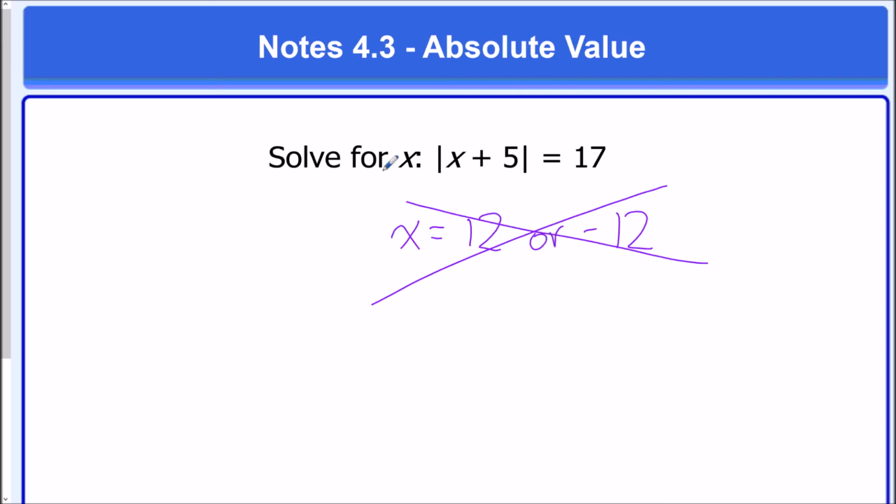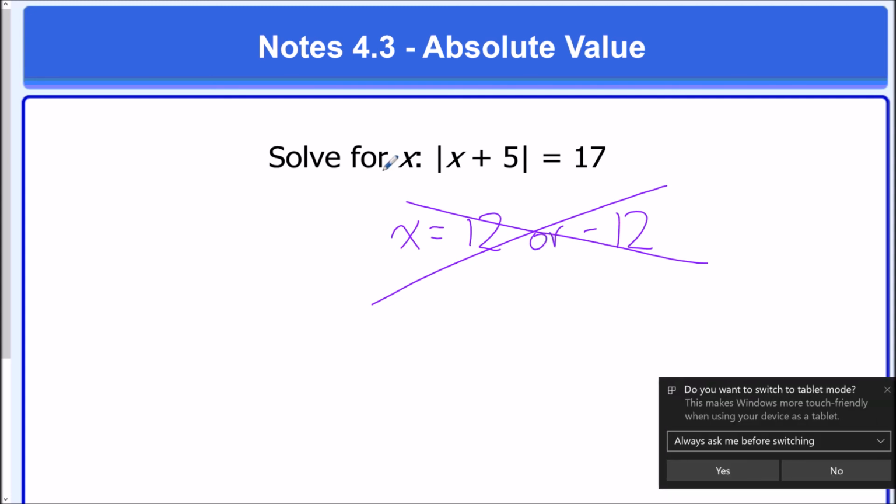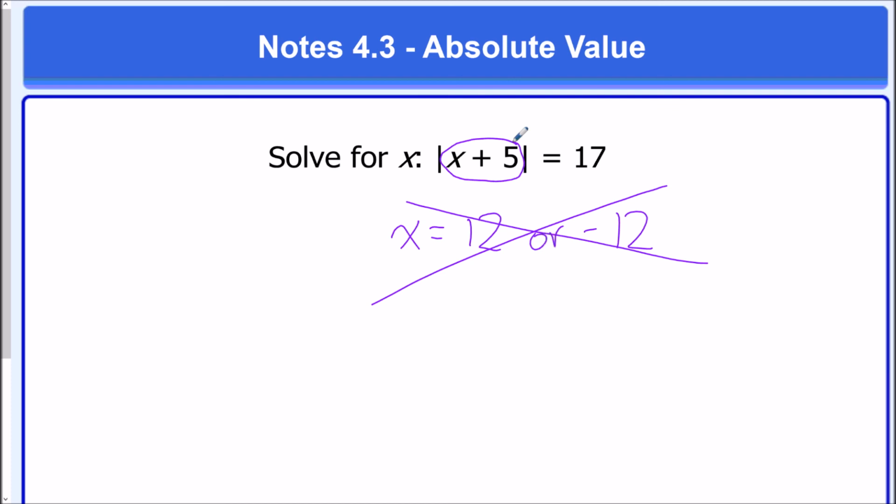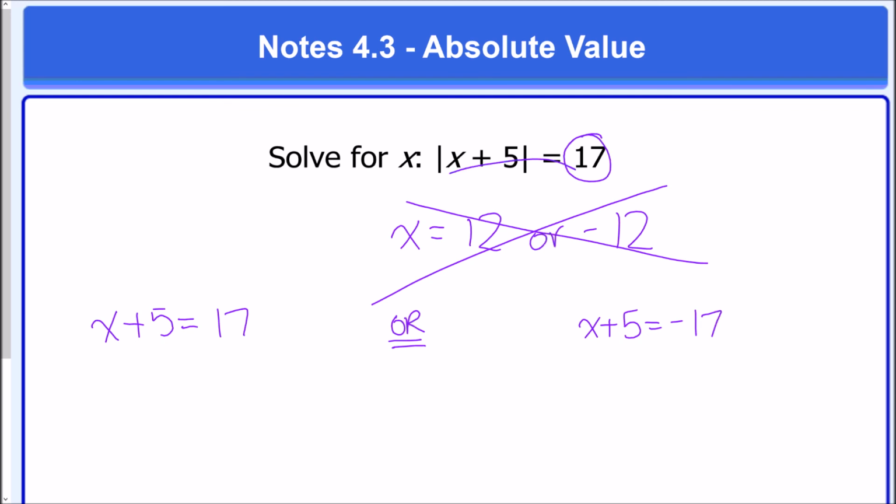When I take the absolute value of something, that means that whatever is on the inside of my absolute value sign right here is either going to be positive 17. So that means that one equation is going to say x plus 5 equals 17, or the other equation is going to say x plus 5 equals negative 17. So once you isolate the absolute value, that's where you start to write your two equations, not after you isolate the x, okay?